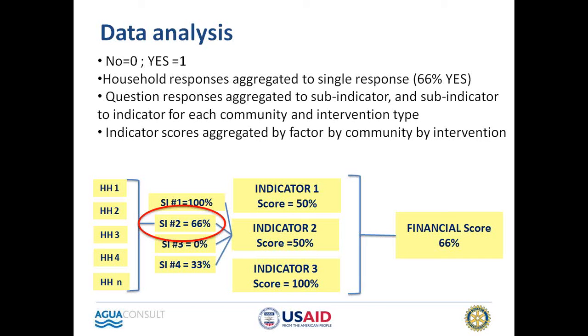And then all those sub-indicators, some of which would be household if the household was the primary unit of analysis, others might be the service provider, would be aggregated to the indicator level. So we go from the question to the sub-indicator to the indicator and finally to the factor. And there's the option of including weighting factors at each one of these stages.